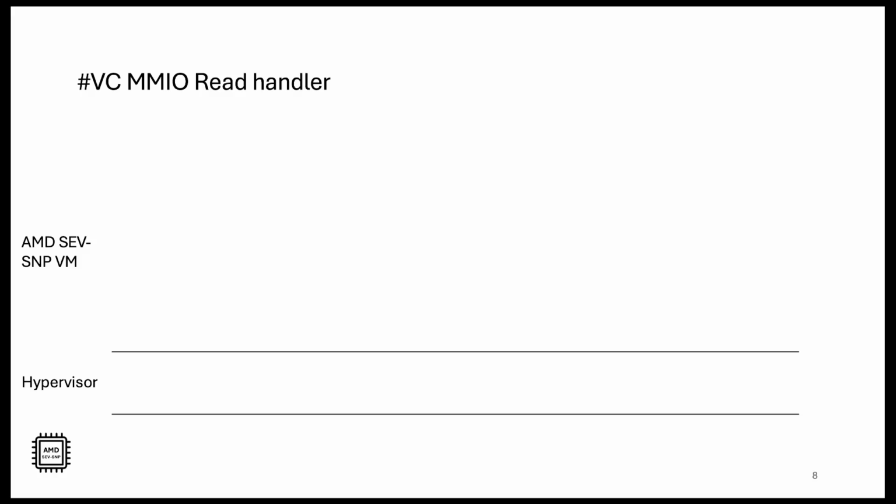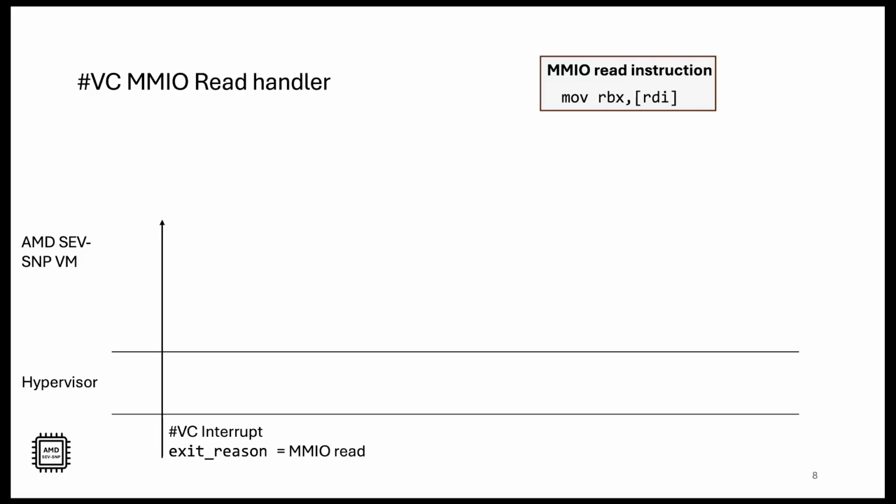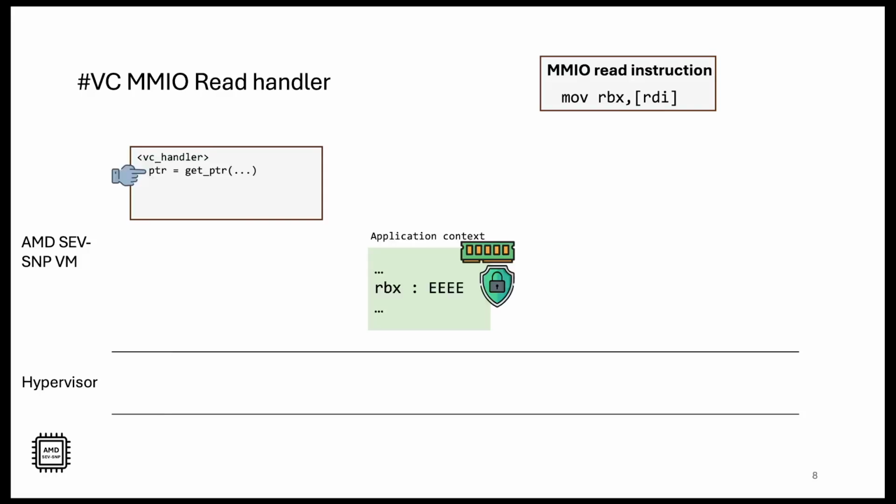Next, we want to demonstrate the inner workings of our kernel memory write primitive that we built for WeSee. But first, let's walk through a benign case where an SNP VM does an MMIO read operation. So consider the following MMIO read instruction. We have a load of memory from RDI register into RBX. Now, when executed within an SNP VM, the hardware triggers a WeSee exception indicating that an MMIO read operation is happening. The WeSee handler is called.